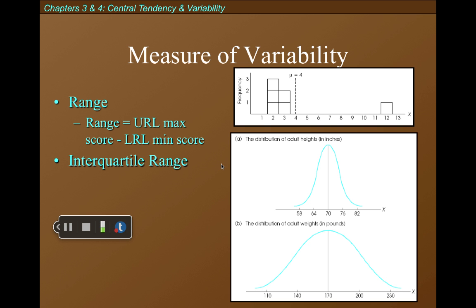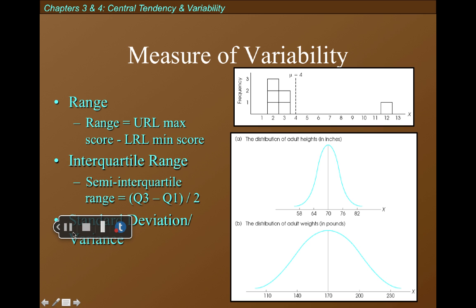The interquartile range is the same as the range, except that it throws out the extreme scores. So it's the third quartile minus the first quartile. So you take out the lowest 25% and the highest 25% and divide that by 2, and that's called the semi-interquartile range. The interquartile range is just quartile 3 minus quartile 1. We don't use that one very often, really at all in this class. What we'll concentrate most on is the standard deviation or the variance. And we'll spend some time looking at standard deviation and variance and how those are useful for us.